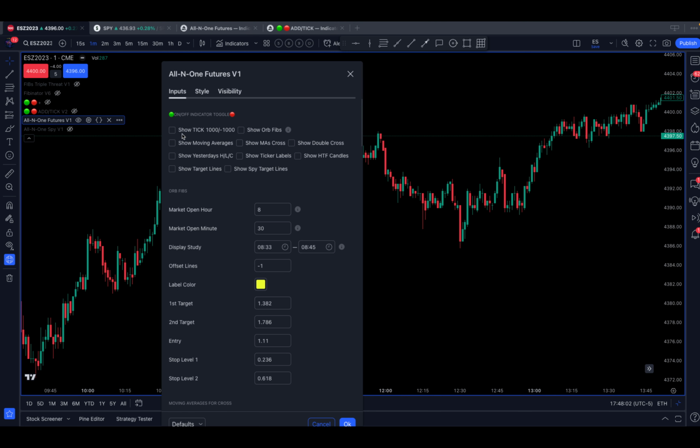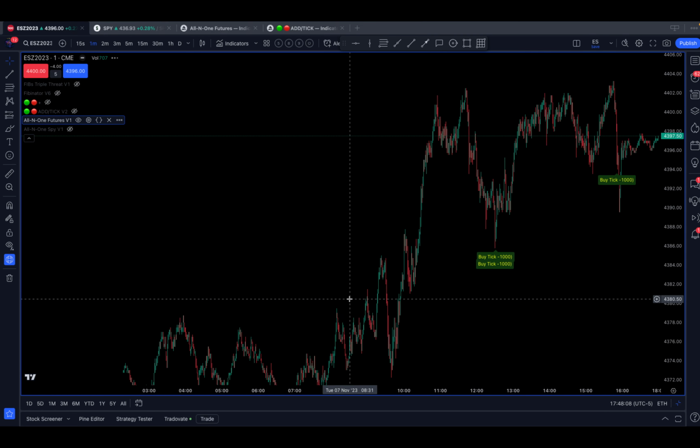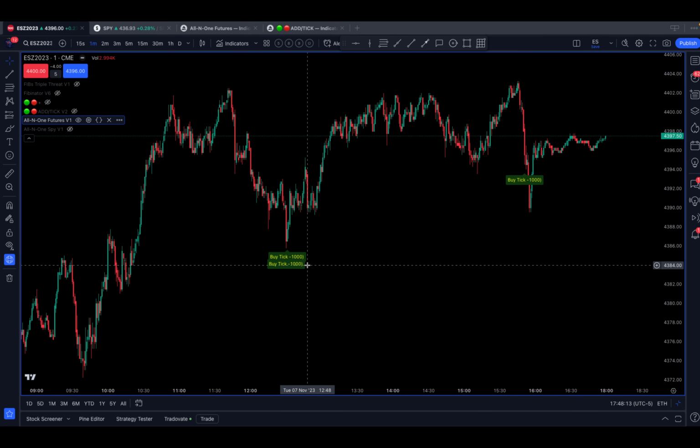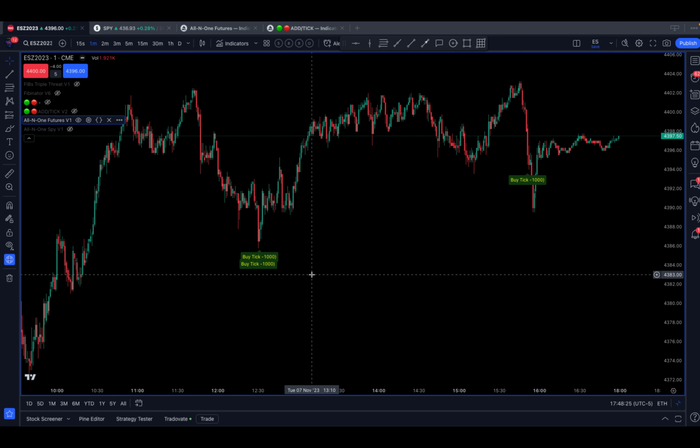But I'll go over what's going on here. The first thing is show the tick. So when you click on show the tick, here it pops up. What happens with that is John Carter from Mastering the Trade, he wrote that book, Mastering the Trade. If you haven't read it, I listened to the audiobook. It's a really good book. And that's where I kind of learned about the tick.